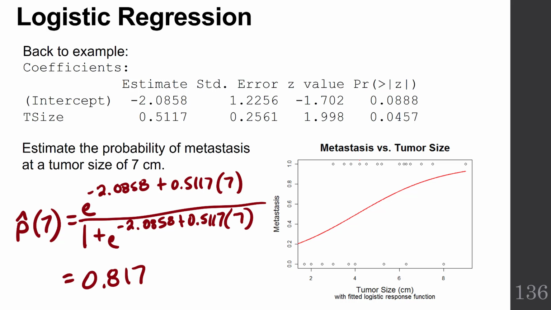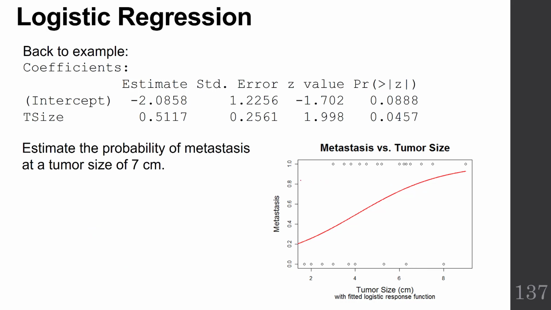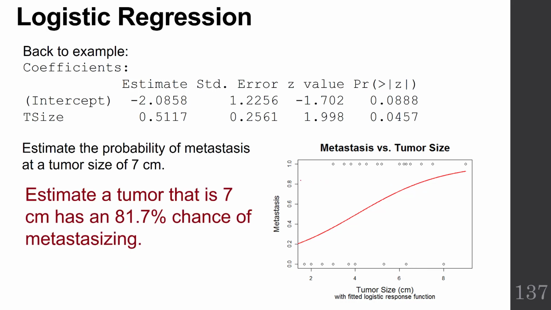And that corresponds to what we see on the picture, right? So if you had a tumor size of 7 over here on the picture, you'd go up to the line and over here on the right, and we're about right, 0.8 or so. So now we need to interpret this, and that is an estimate that a tumor that is 7 centimeters has an 81.7% chance of metastasizing. So it's an estimated probability or a percent chance of occurring.